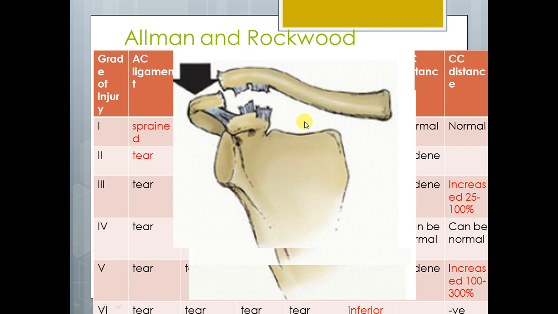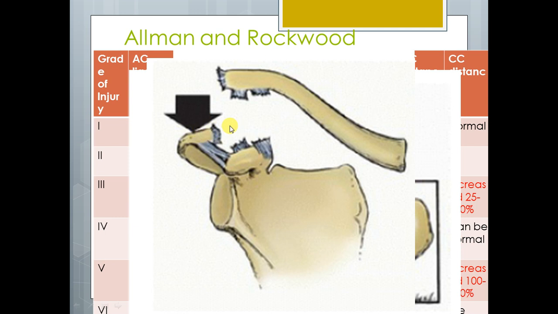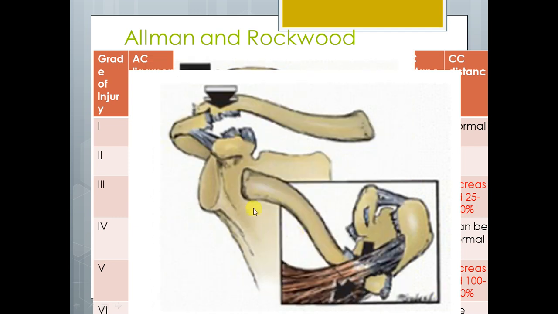If more than this, this is type 5. More than this is type 5. Regarding type 4, this is the posterior displacement. With posterior displacement, in the AP or Zanca view, you could not see any change in the AC. But if you do a lateral axillary view, this is the coracoid.